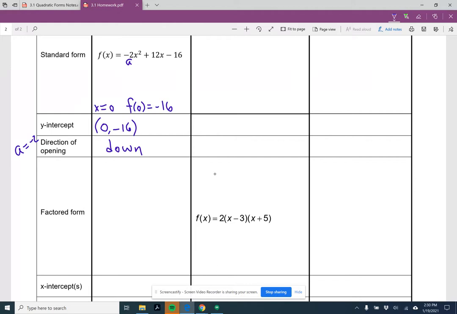So I'm going to start with my y, or f of x. Remember, f of x is just a fancy way of writing y. I'll come back to f of x at the end. How do we get the factored form? Well, the first thing we have to do is factor out the -2.